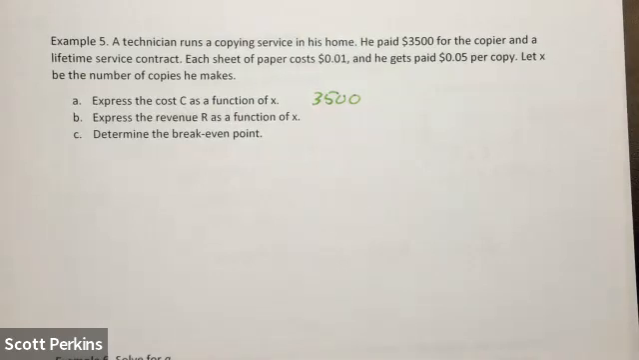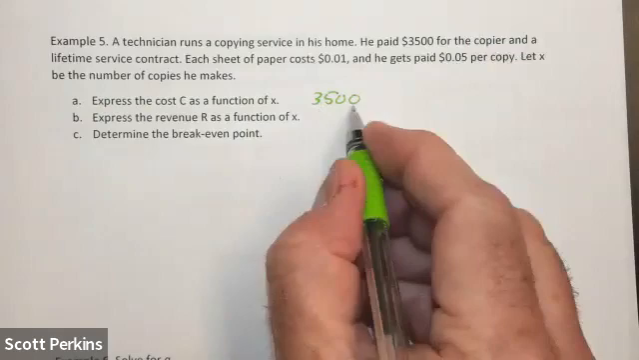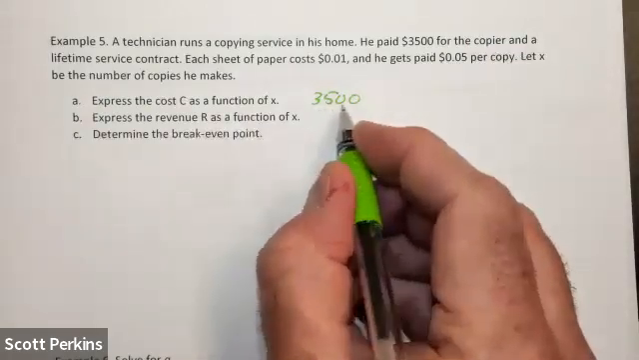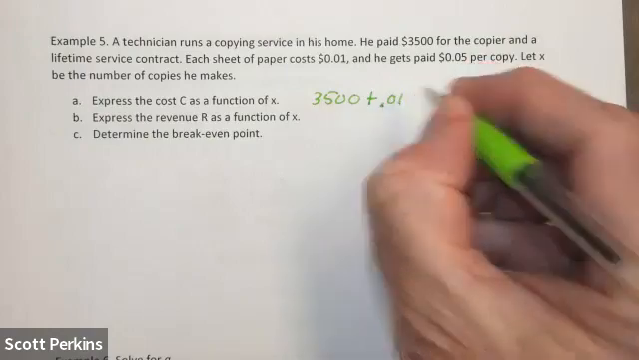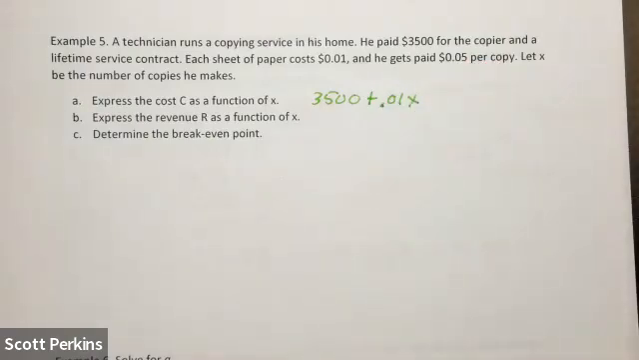What else is this person spending? Each piece of paper costs 1 cent. Does that depend on how many copies you make? Yes. So what am I going to do with that 1 cent and the number of copies? We're going to multiply. So what I'm going to do, the technician paid $3,500 no matter what. And then to that, we're adding additional cost of 1 cent for each sheet of paper. So that's 0.01 times X. There's my cost.